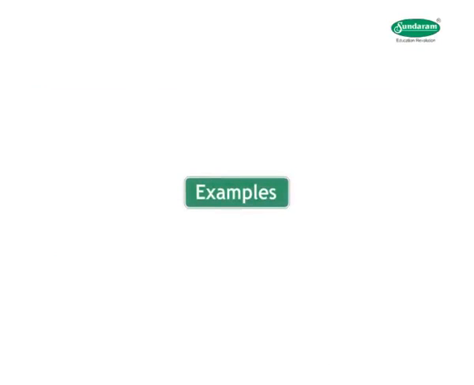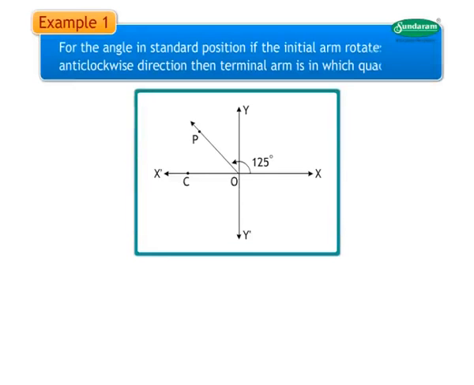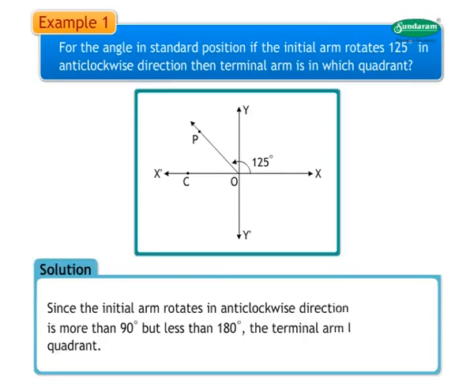Let's look at some examples. Example 1. For the angle in standard position, if the initial arm rotates 125 degrees in anti-clockwise direction, then terminal arm is in which quadrant? Solution. Since the initial arm rotates in anti-clockwise direction and the angle is more than 90 degrees but less than 180 degrees, the terminal arm lies in second quadrant.